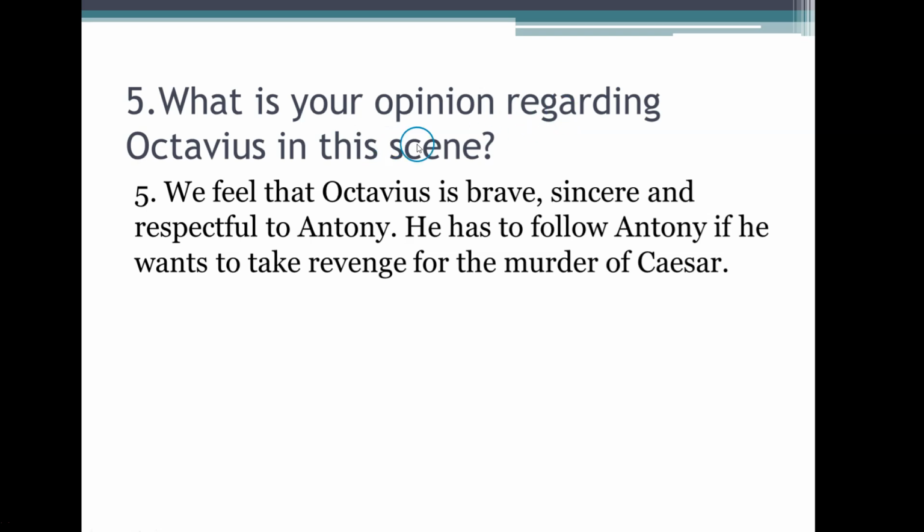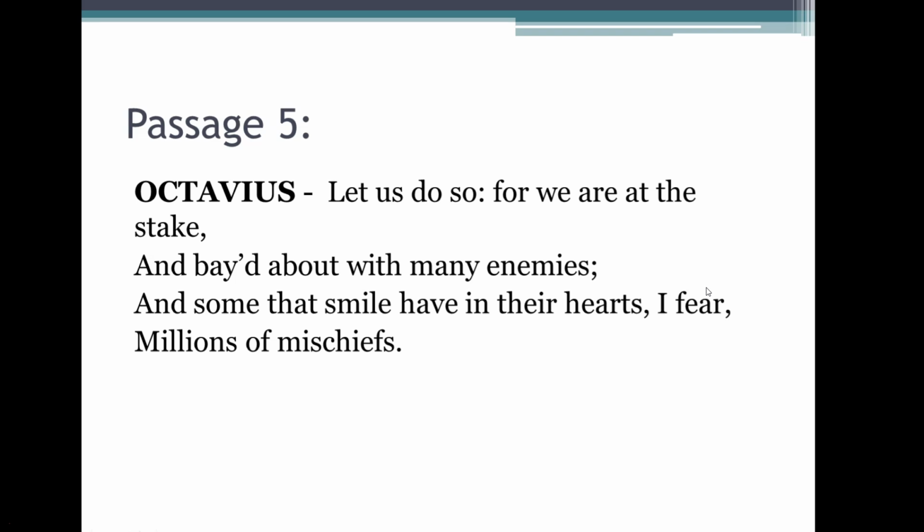What is your opinion regarding Octavius in this scene? We feel that Octavius is brave, sincere and respectful to Antony. He has to follow Antony if he wants to take revenge for the murder of Caesar. So here you can underline Octavius is brave, sincere and respectful to Antony. This you can underline as a keyword, and this entire till Caesar you can underline.